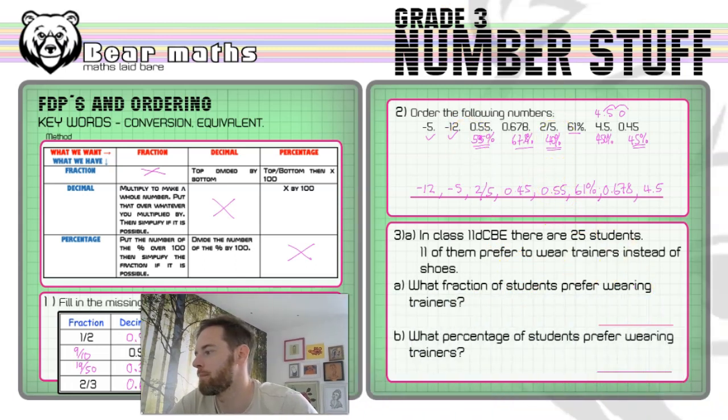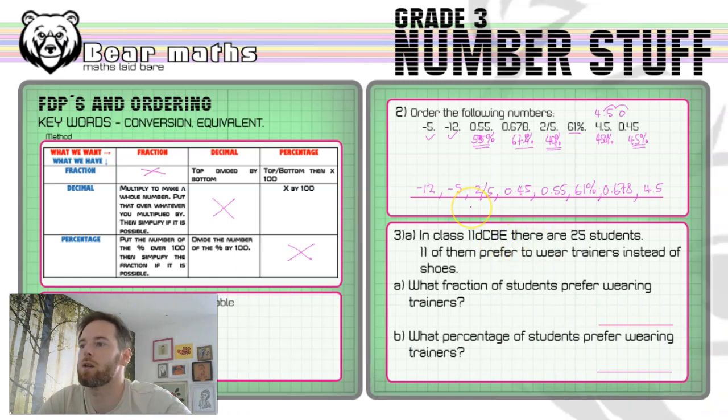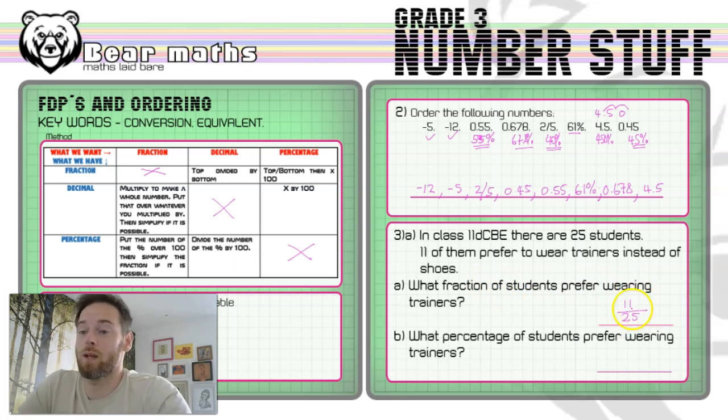Now, in question number 3, what I've got is a wordy question. In class 11D CBE, there are 25 students. 11 of them prefer to wear trainers instead of shoes. What fraction of students prefer wearing trainers? So the fraction of students is going to be out of 25, because there are 25 students in that class. 11 of them prefer to wear trainers. Read the question. Which ones prefer to wear trainers? Okay, so it's 11. 11 out of 25, as simple as that. It doesn't ask us to simplify it or anything. And even if it did, we wouldn't be able to.